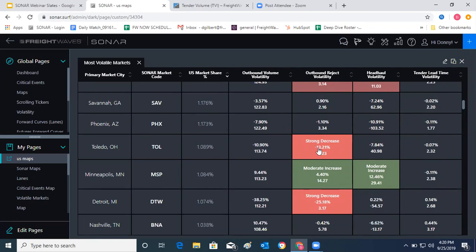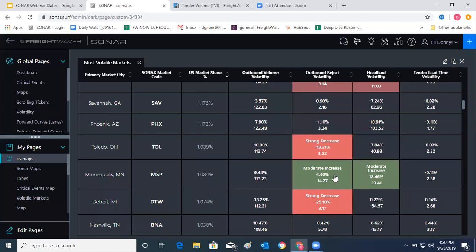Toledo, Ohio has had a 13% decline in tender rejection rates, meaning the rates are going down. It's down to 3.23%. Minneapolis, Minnesota, they've had a 4% increase. Their tender rejection rates are up to 14.27%, and you see their head haul index has increased to 29.41. This could tighten capacity up in this market and keep rejection rates going up.